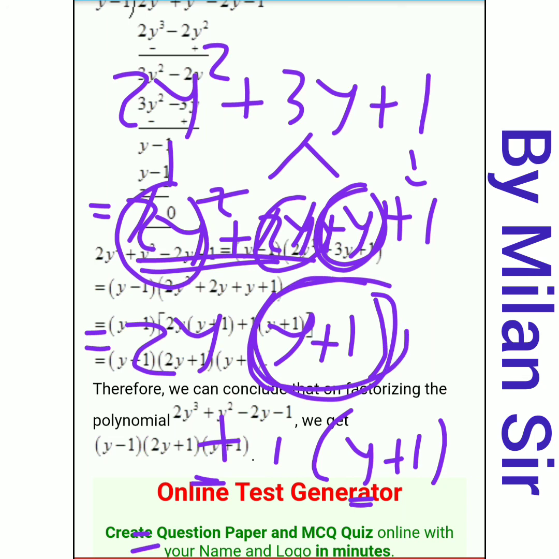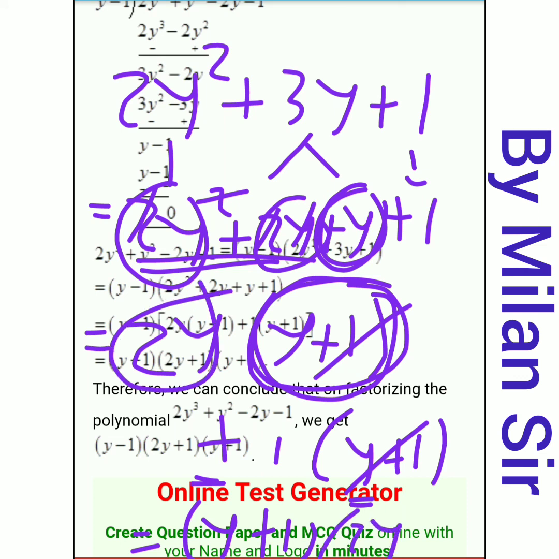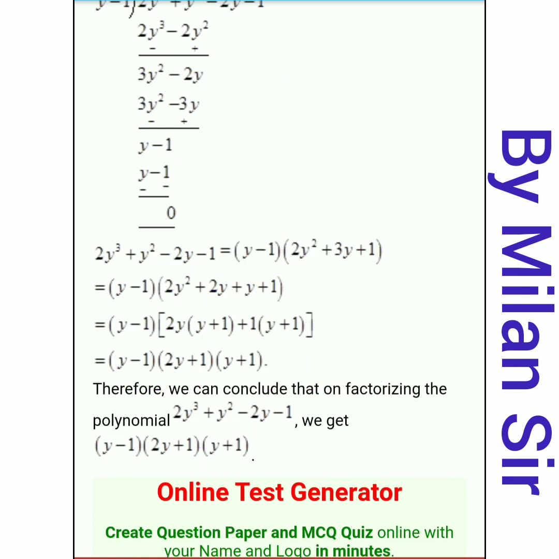Now we can take this bracket as common, y plus 1, right? So it will be cancelled. So what is remaining? It's 2y, and here plus 1, so 2y plus 1. Okay, so finally we get our 3 brackets, 3 factors: y minus 1, y plus 1, 2y plus 1. This is our final answer.